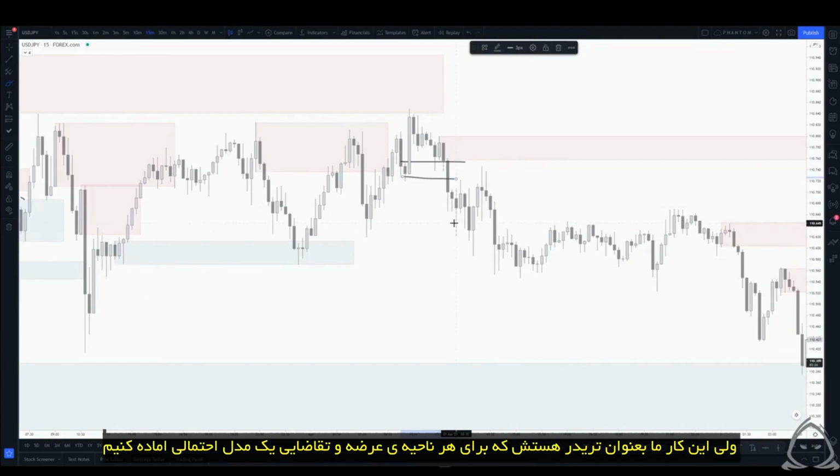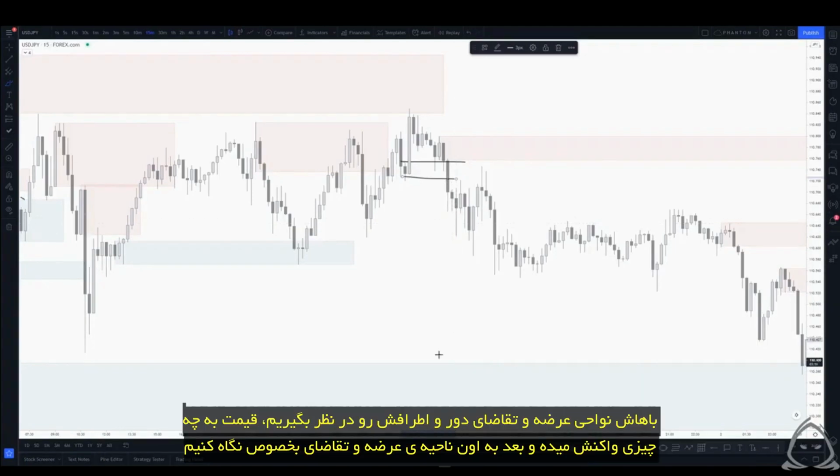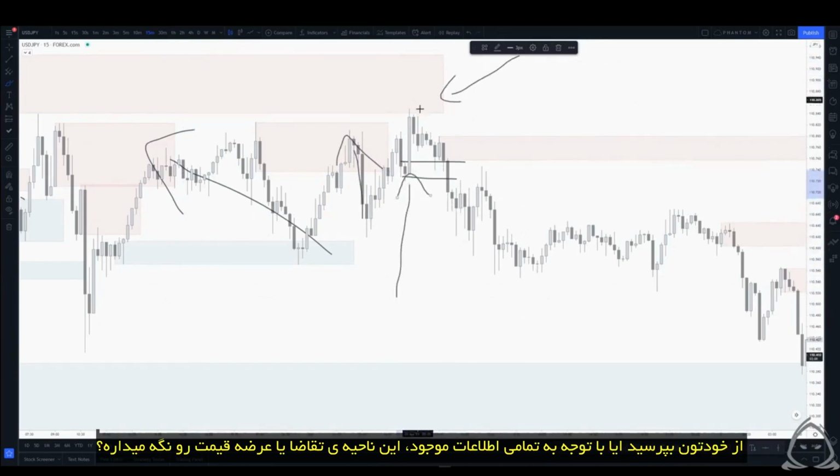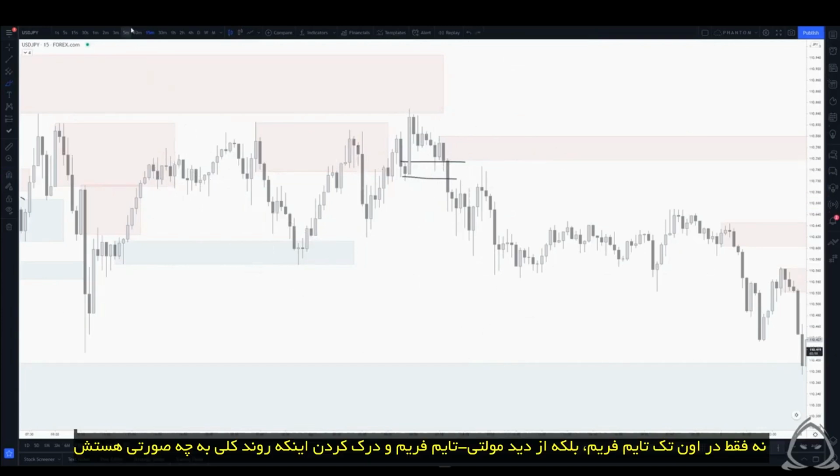But it's our job as traders to build a probability model for each of these supply and demand zones, adding on to all of the demand and supply zones that are around it, what price is reacting to, and then looking at that particular supply or demand zone and asking yourself, would this demand or supply zone hold given all of the other information that surrounds it? Not only on that singular time frame, but then also looking at your multi-time frame, understanding what the overall trend and things like that are.